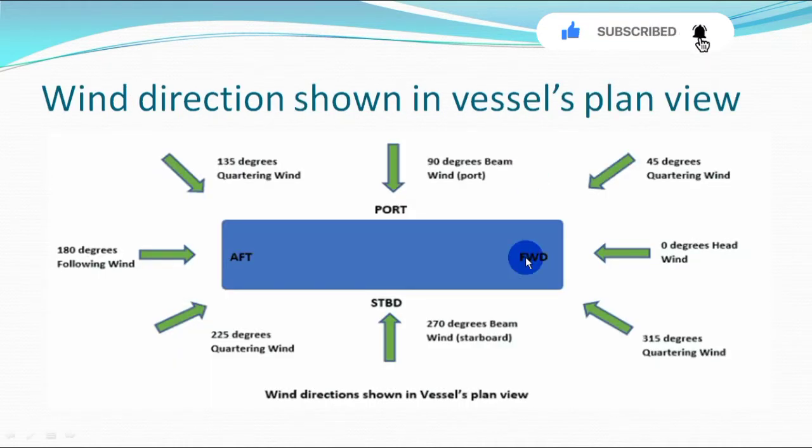So if this is the ship, we have the forward, we have the aft, then we have the port and starboard. So if we have wind coming from the beam side, port, or starboard, well, that affects the transverse stability of the ship greatly. But we should also consider the winds which are coming from the intercardinal headings. So we have here 45 degrees, 315, then 225, and 135. So this also has an effect to our transverse stability.